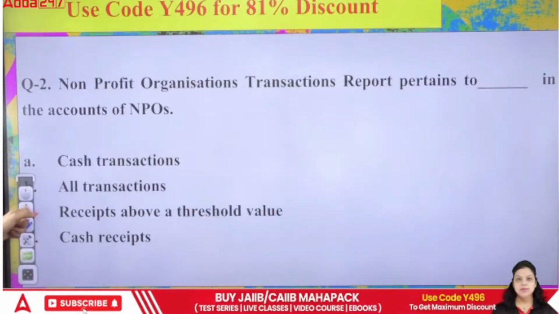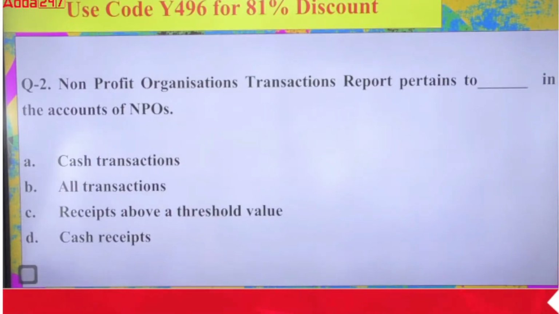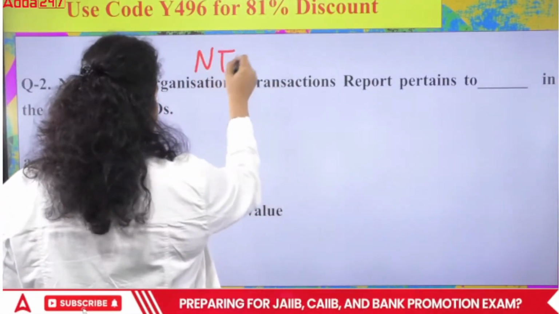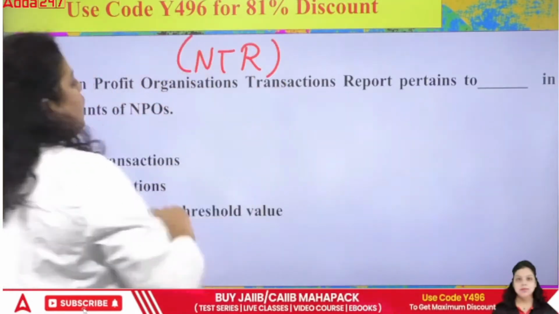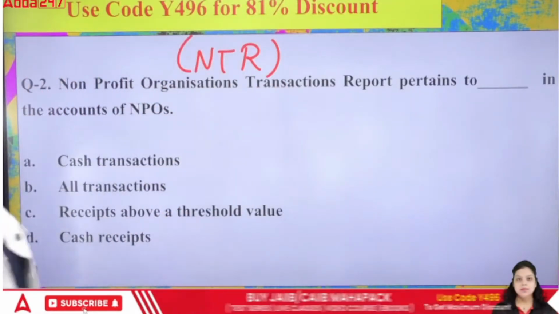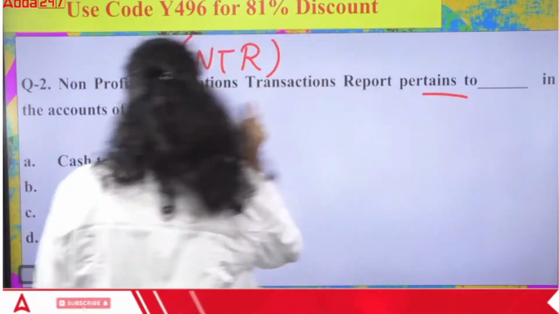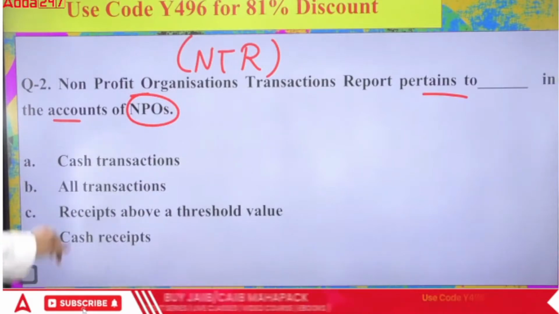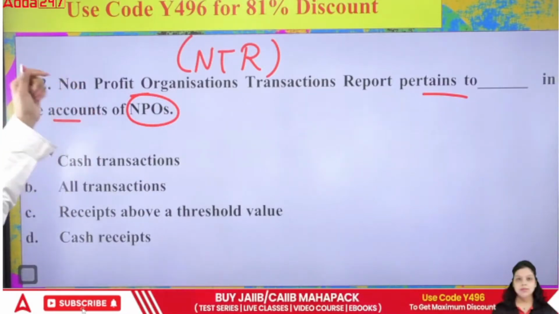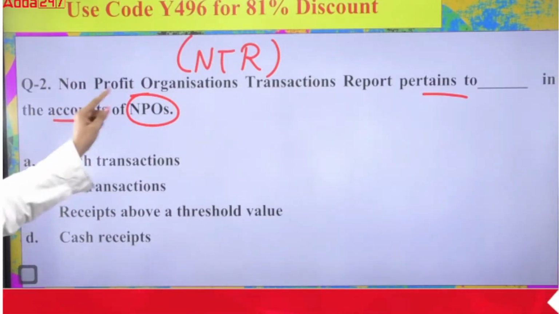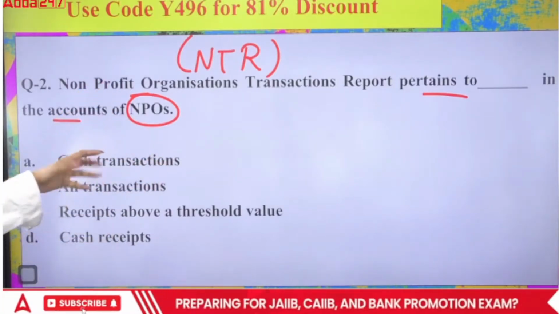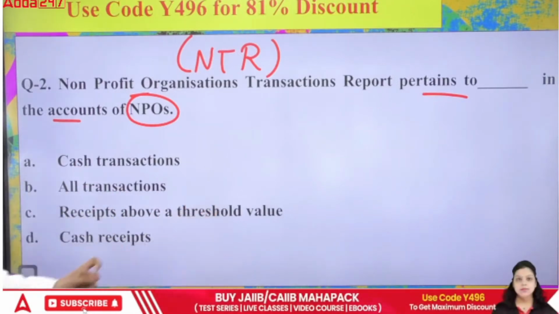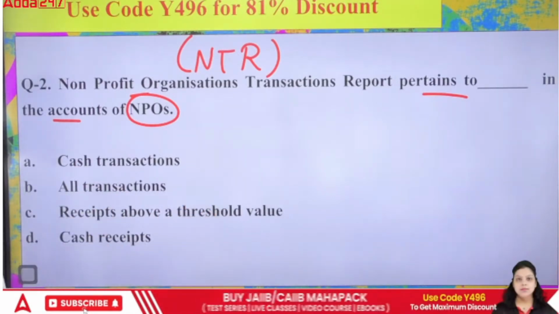Next. The second question is talking about the non-profit organization transaction report. In short, we call it NTR. The non-profit organization transaction report pertains to the accounts of NPOs, non-profit organizations. This NTR is a report that has to be submitted by the principal officer to the FIU-IND. In what case? In cash transactions, in all transactions, in receipts above the threshold value, or cash receipts.